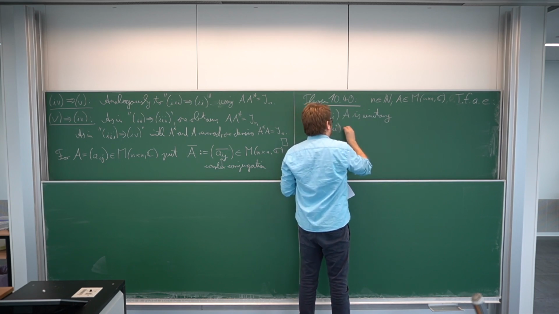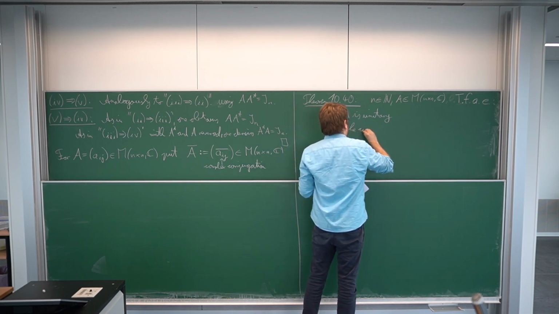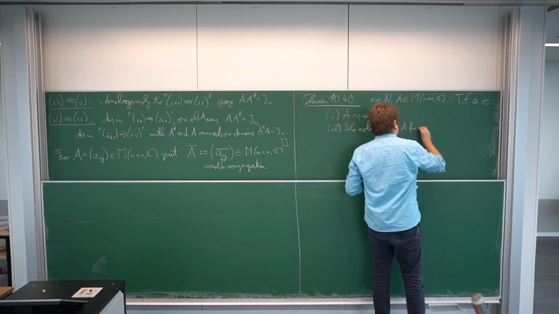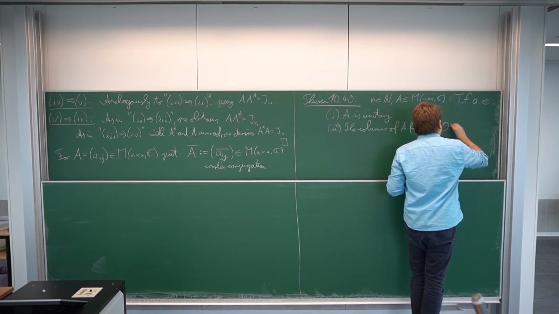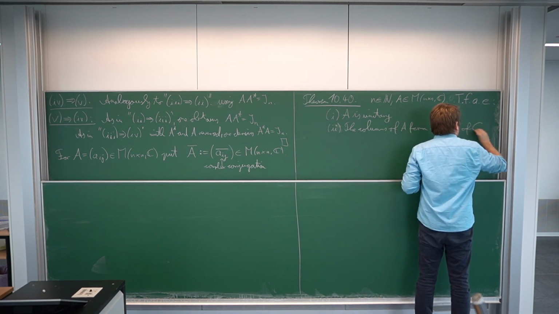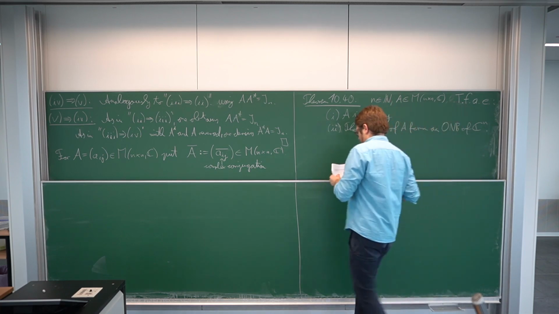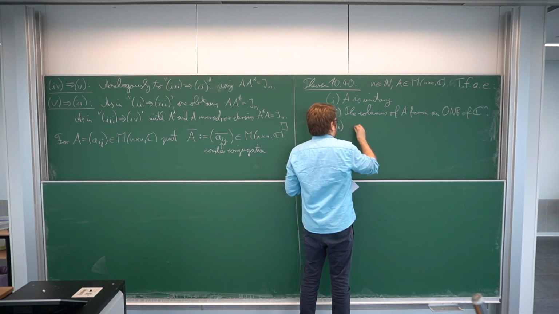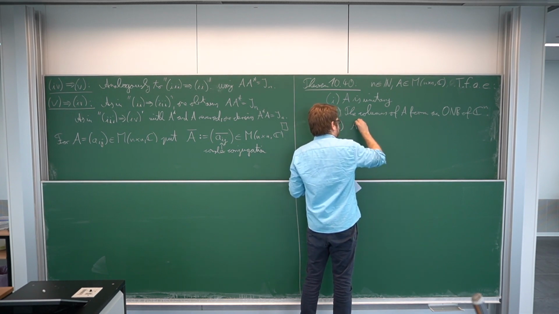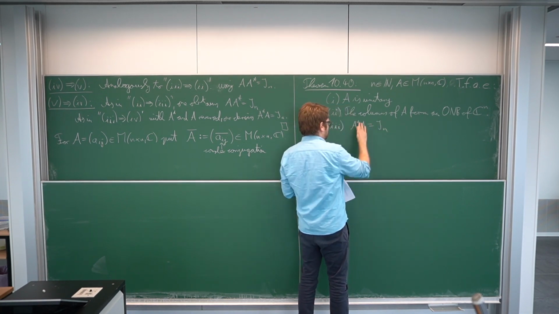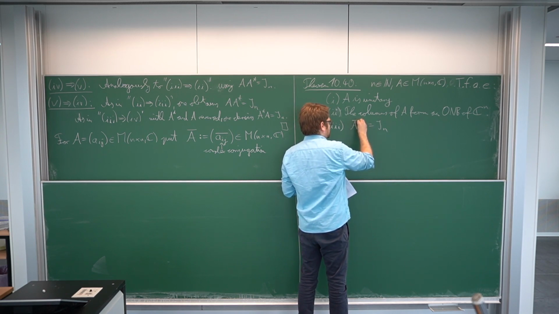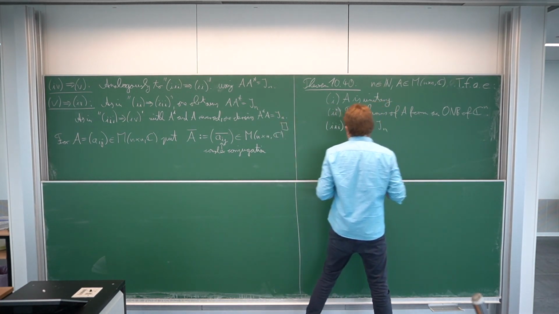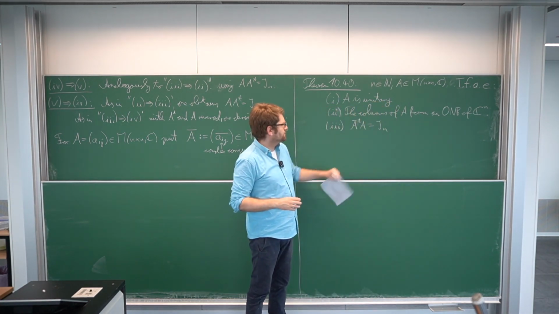Same as before, the columns of A form an orthonormal basis, but this time not of Rn but of Cn. Now property 3, there's one slight difference, namely it's not A transpose A is the identity, what we had before, but we need to take the conjugate of A and transpose this one. So up to conjugation here, this is the identity. This is the only difference there.